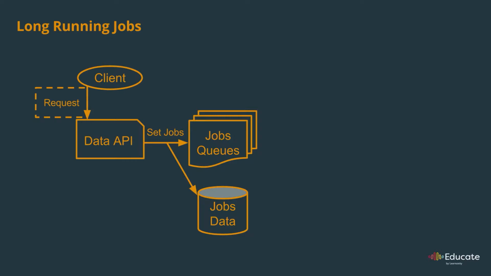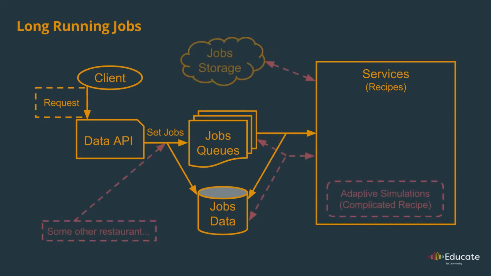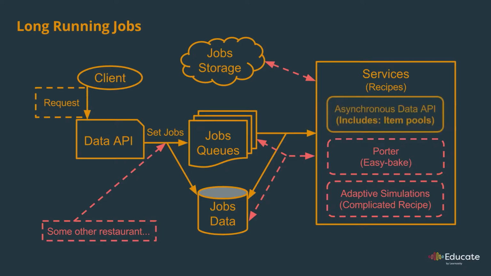So what happens from there is the kitchen staff pick them up. We have many, many different types of long-running jobs. Some of them don't necessarily even use Data API. The original job service jobs came from other restaurants, things like adaptive simulations from the author site, porter services from the porter site. But for today, we really only care about our asynchronous Data API long-running jobs, including today's chef special, which is item pools.